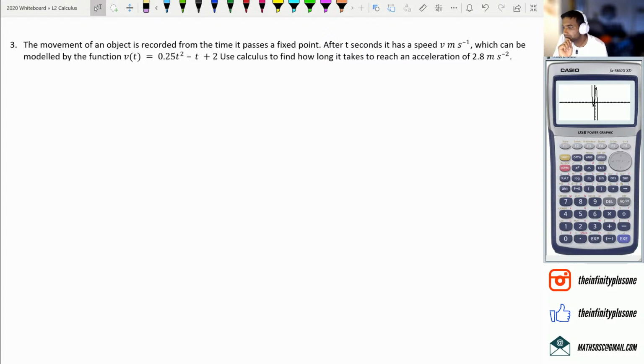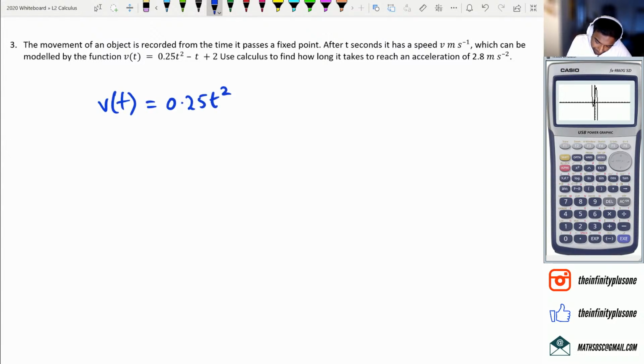Yeah, nice. I think people are getting 7.6. That's always positive when you have a lot of people getting that answer. So this question here, what do we got? We've got velocity that's been given to us, and we want to find out when the acceleration is 2.8. So remember that if you differentiate the velocity function, you're going to end up with the acceleration function.